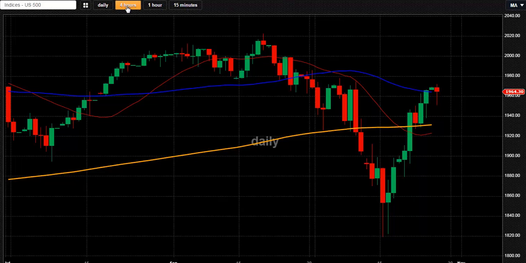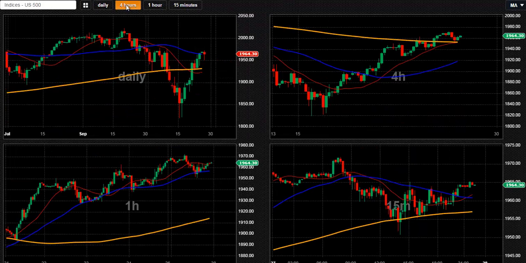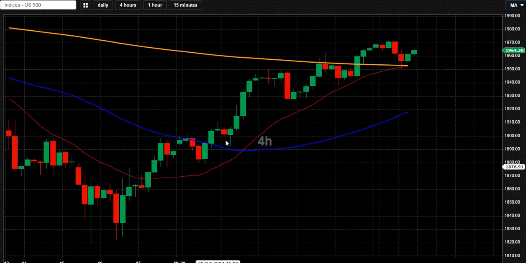If we go to our 4-hourly time frame, it appears to be a rising wedge with creation of higher highs and higher lows, but the price is clearly supported by this orange line here, which is our 200 period moving average at 1953, 1954, and we bounced off that already today.